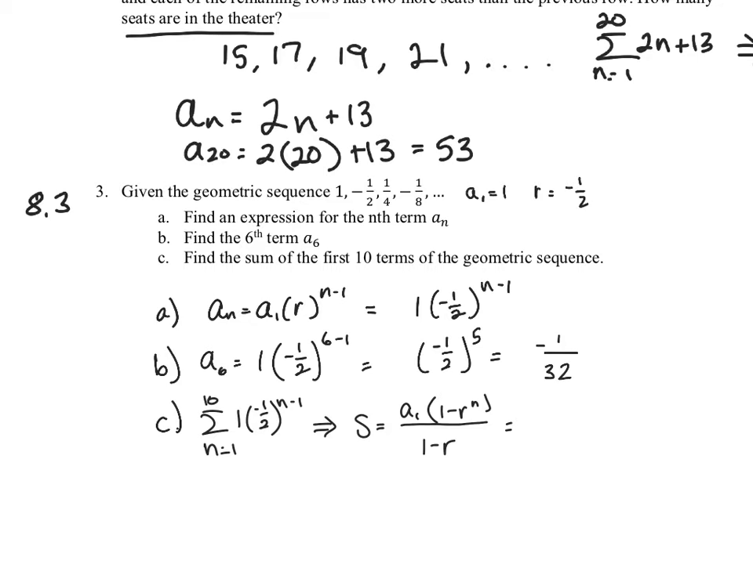So first term is 1, and then 1 minus r, which is negative 1/2, to the power of n, and n is the number of terms we're adding together, so this is 10, over 1 minus negative 1/2. And this is where we would now use a calculator to figure this out. And from this we would get 0.666.